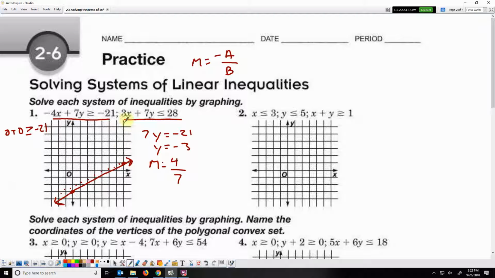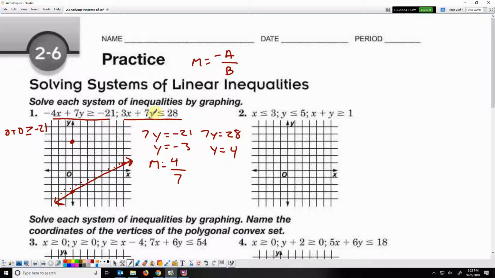Then we're going to do the same for this equation right here. If I put in a 0 for x, I get 7y is 28. And divide 28 by 7, I get y is 4. So my y-intercept, 1, 2, 3, 4.